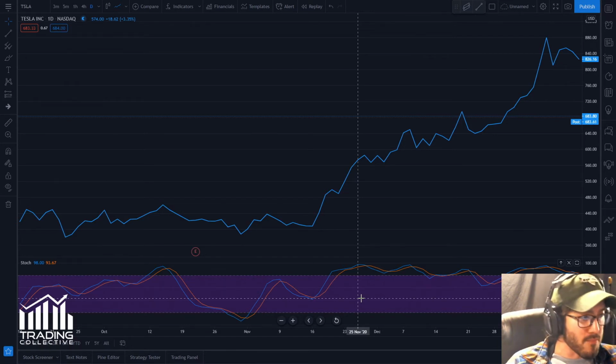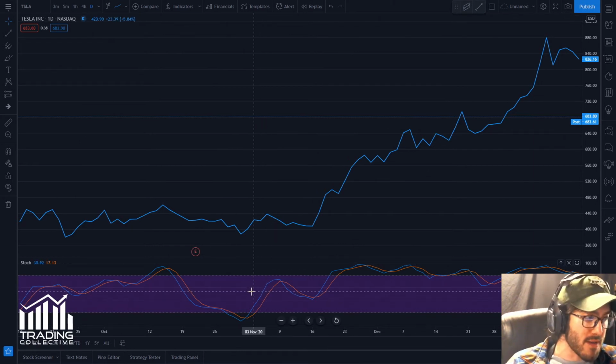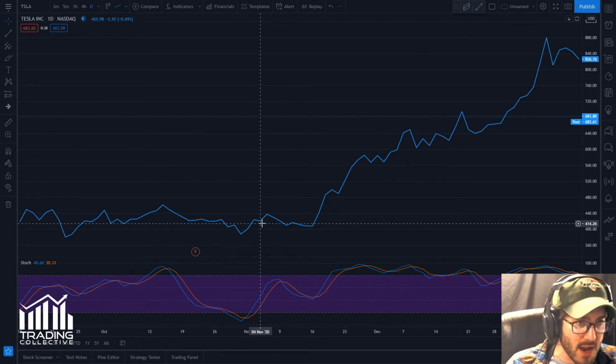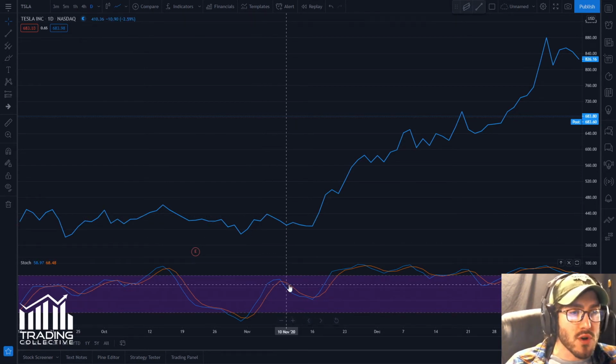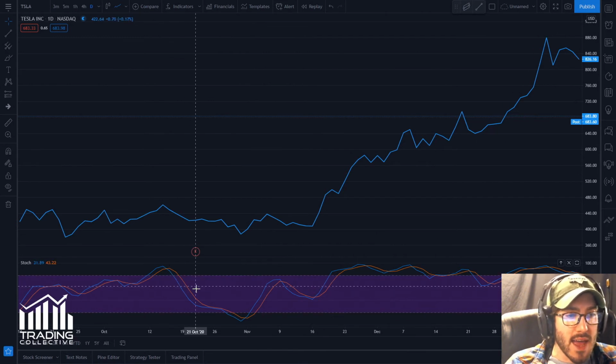So when it's the blue line over the orange line, that's bullish. You see it pointing upwards, you see the stock going upwards. When it's orange line over blue line, that's it going downwards. And again, the further apart the lines, the more momentum it has.